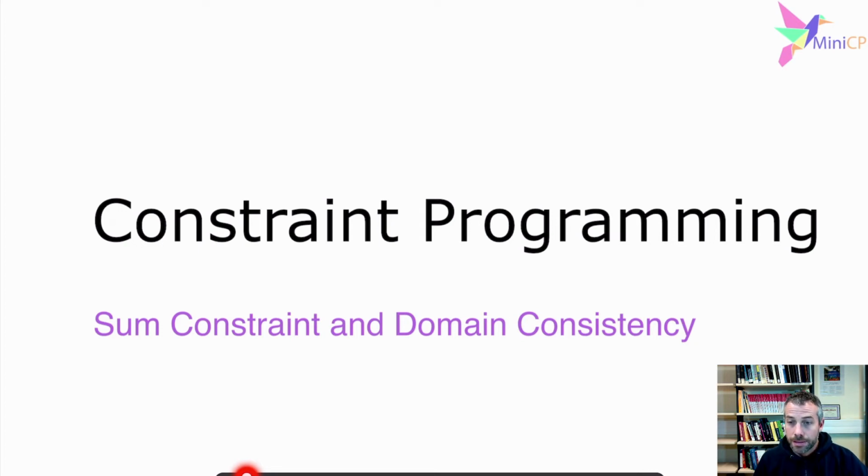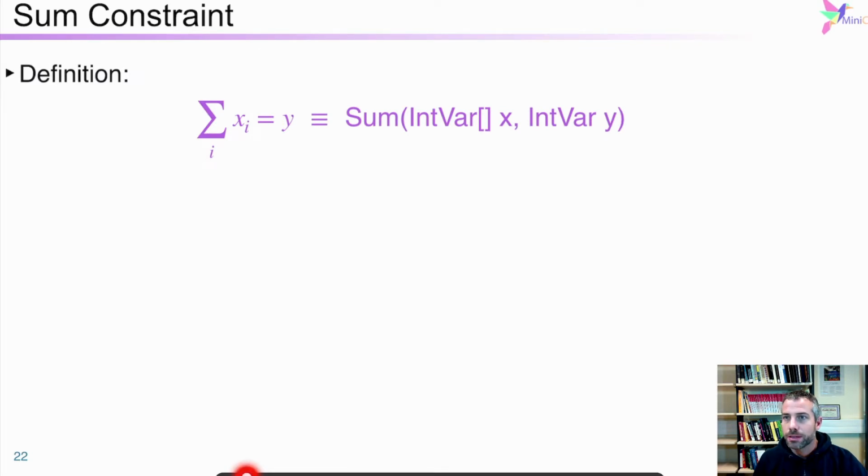We will study in this video the sum constraint. The signature of the sum constraint is the following. You have a sum of variables x that you want to sum, and the sum of these variables of x should be equal to the variable y.